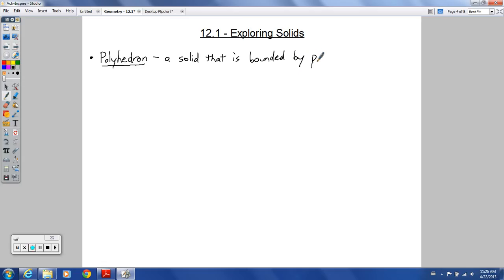So polygons we know from before, those are those shapes. In layman's terms, it's those 2-dimensional shapes that have all straight edges, all straight segments. They all connect at the endpoints, and that way you have a polygon. So in other words, there's no curved sides to a polyhedron.